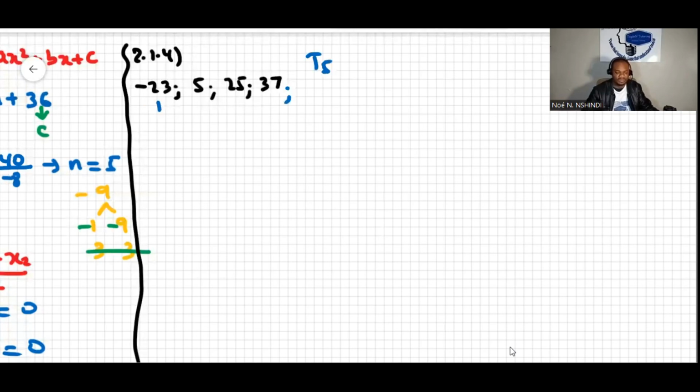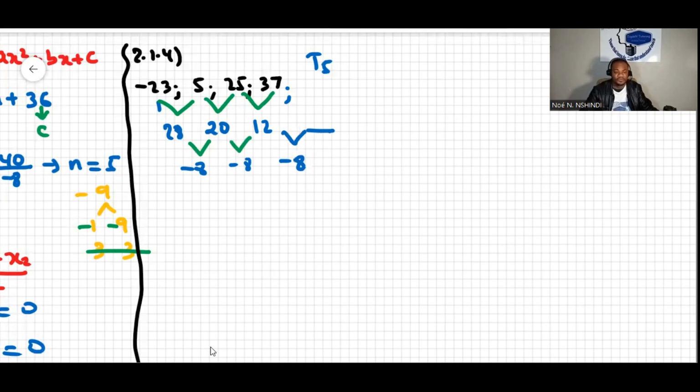What we do in this situation is find the difference between these terms. 5 minus -23 is 28, and then 25 minus 5 is 20, 37 minus 25 is 12, and then we find another difference here, which is -8. It's similar to what we did earlier, -8. The second difference in a quadratic pattern is always constant, so here it's also -8. So I need to find the next term in the first difference.